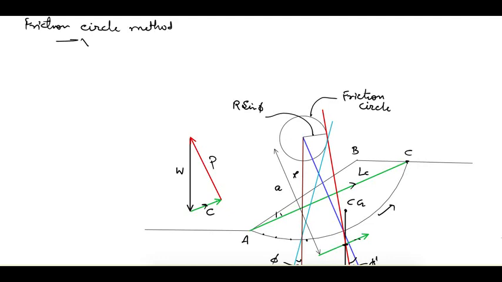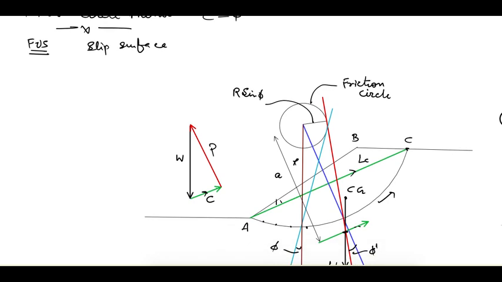Let's see our next method of analysis for a finite slope, that is the friction circle method, and it is used for a cohesive frictional soil. In this method we try to find out the factor of safety as we did in the earlier methods, just the way we find out the factor of safety is different. Here also we assume a slip surface which is having the shape of a circle, and we do the analysis.